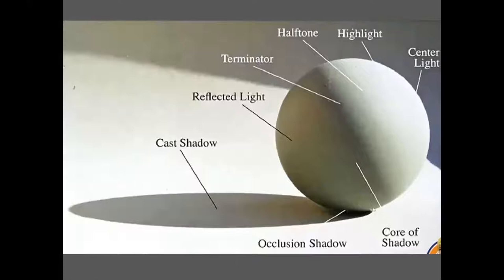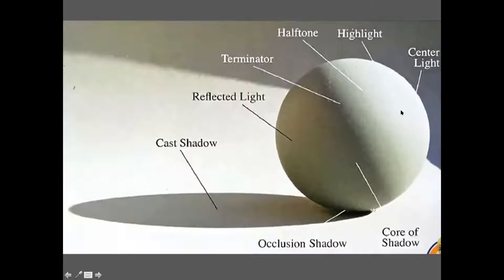So this is a very simple representation of what happens with light on volumes. Okay, so we have the light in this case coming from the right-hand side. So this sphere is illuminated in this case, right down the middle.